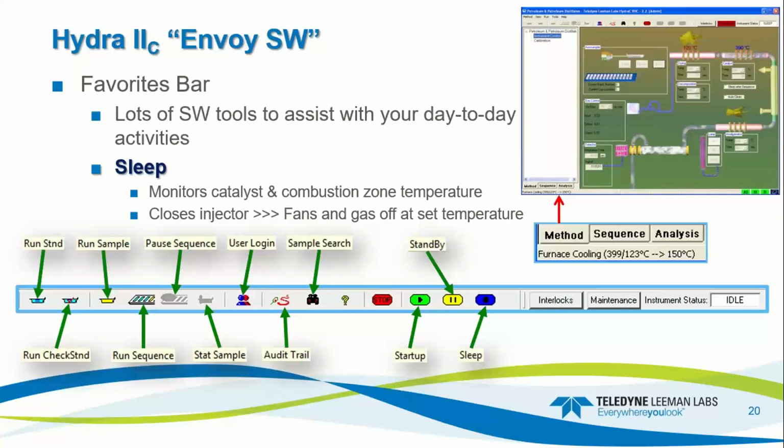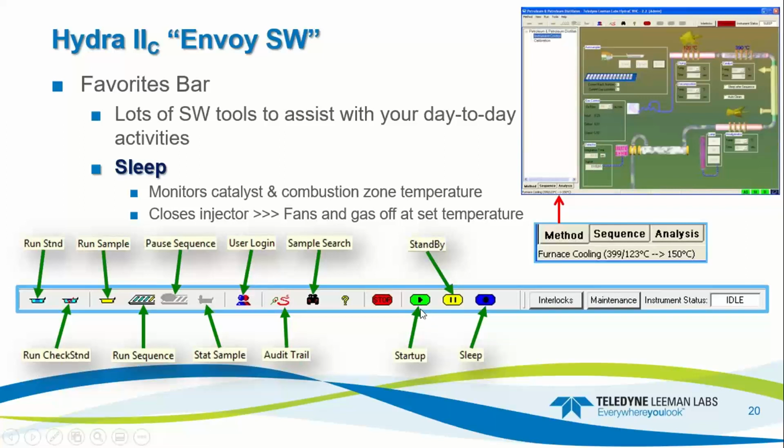And again, this is if you would happen to make a mistake. On the software, we have the favorites bar. You can do most of the things you need to do for start, stop, and so forth from right here. You can run a standard, run a check standard, run a sample by itself. You start your sequence. Once you've started it, you can pause it, run that stat sample, your user login, sample search, your audit trail.